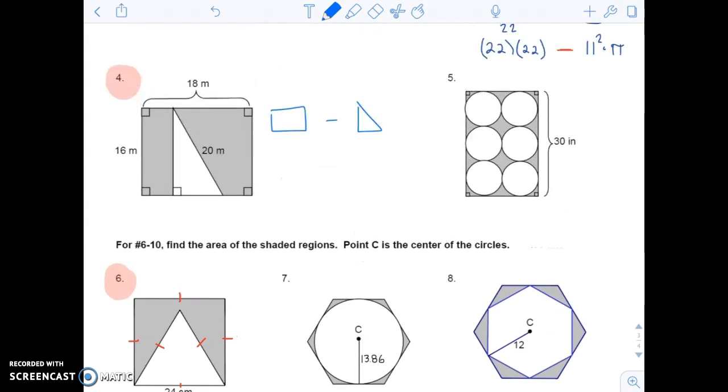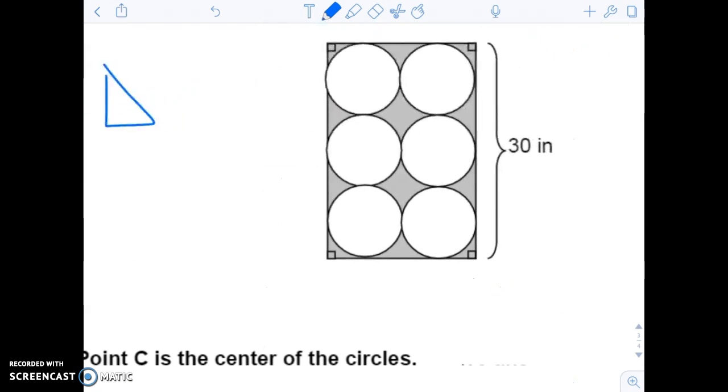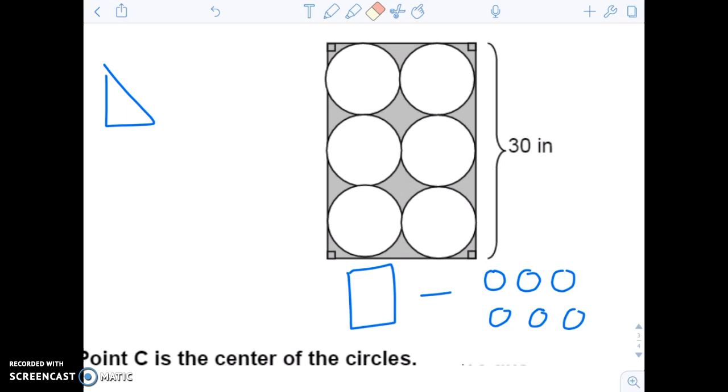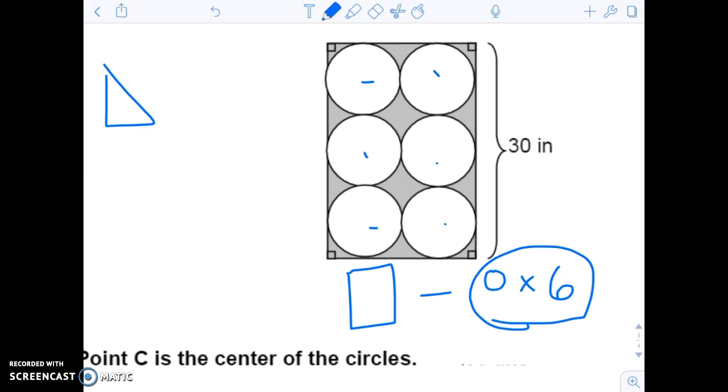Problem number 5, the biggest shape is a rectangle, so I'd start out with the rectangle, and then from it I have to basically remove 6 circles. To do that a little bit quicker, if I were to just find the area of one of those circles, and then multiply that answer by 6, this would represent the area of all of these circles that I need to subtract from that giant rectangle.